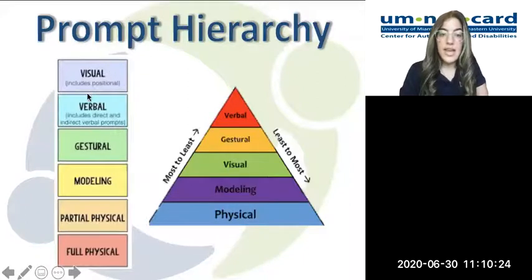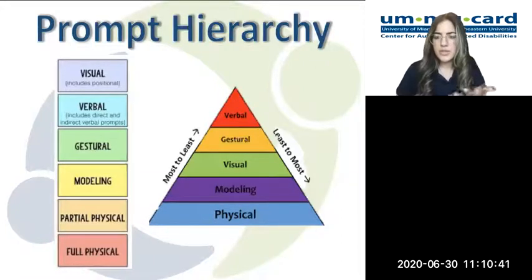So here in the tower, we see that visual is at the very top, which is most prompting to least prompting. And then in the triangle, when we follow that most to least still, we see visual below gestural and verbal. So which one do you think is the correct order?